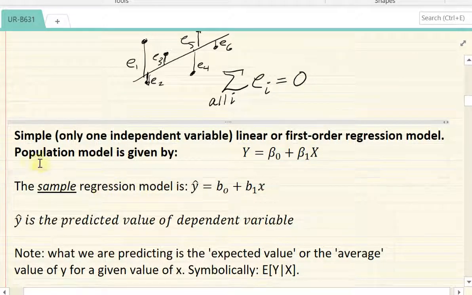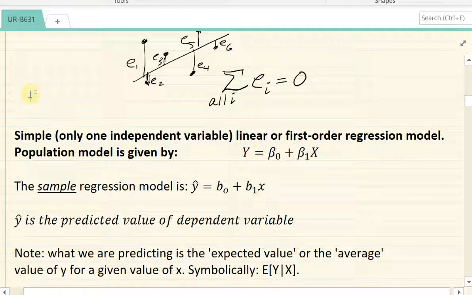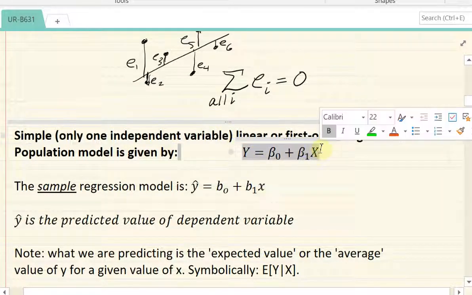Now, the population regression model means that if you have all the possible bivariate data in the population, millions and billions of those, and you fit a line through that multitude of points, this is going to be the equation of that line, which we don't know. Remember, population parameters are unknown, so we don't know these numbers. Therefore, what we have here is the population regression model.